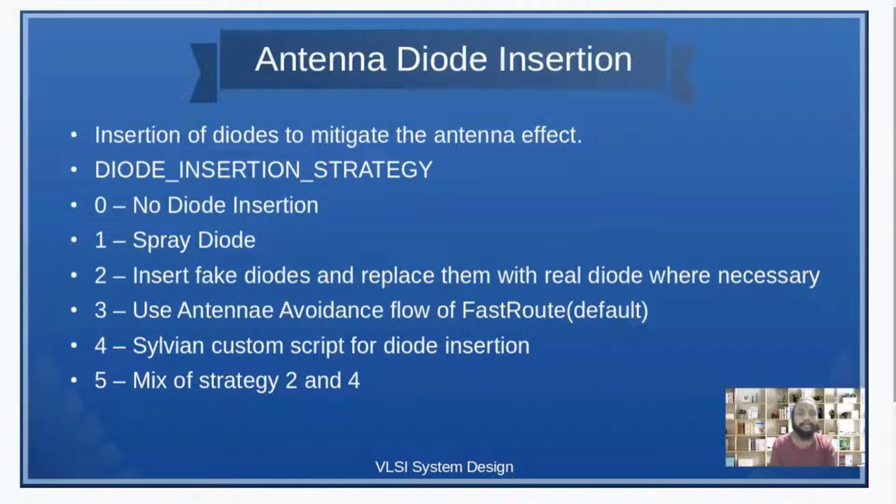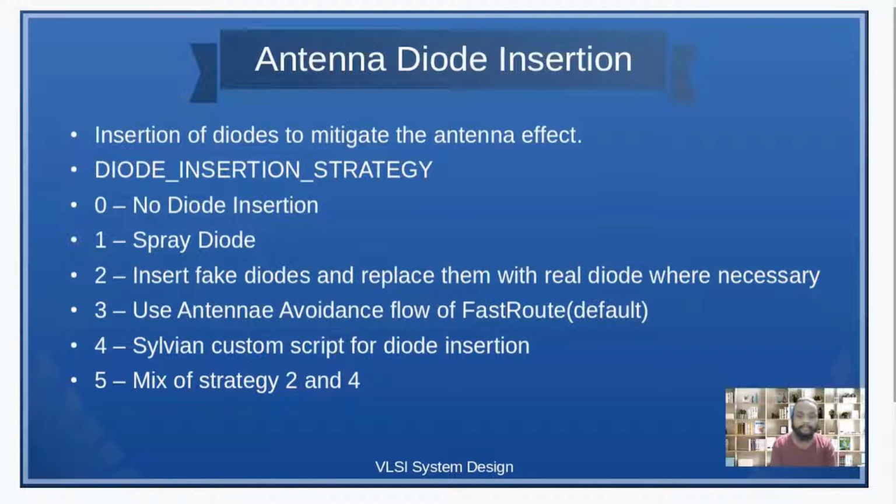In strategy 1, the diode will be spread all throughout the design, and in diode strategy 2, all the polygates will be inserted with the fake diodes, and afterwards, if there is a need, then it will be replaced with real diodes.